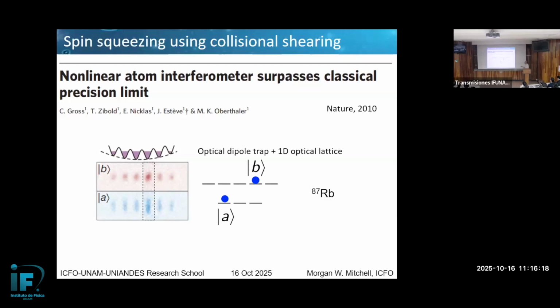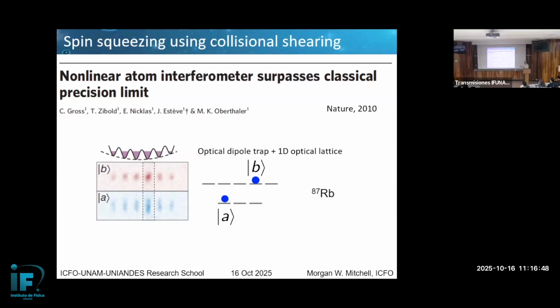What they did was to use these two states, again, as their states. Their system is a Bose condensate in an optical dipole trap with a 1D lattice. The effect of that is that they have a bunch of BECs that are all side by side. They have their lattice sufficiently deep that there's no tunneling between them. So you can think of this as independent BECs that are all doing the same thing.